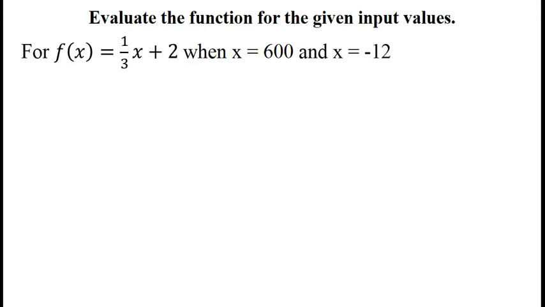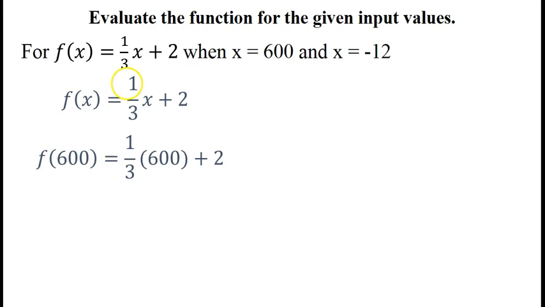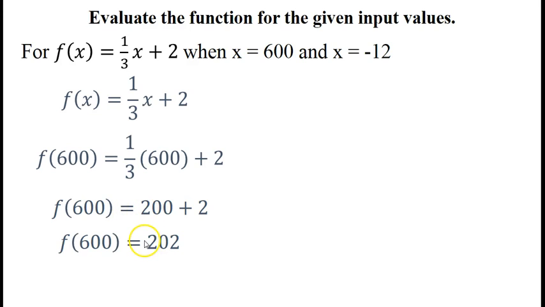Evaluate f of x equals 1/3 x plus 2 when x is equal to 600 and x is equal to negative 12. First step, I'm going to rewrite my equation. Then I'm going to plug in my numbers for x. So I have f of 600 is equal to 1/3 times 600 plus 2. And then we can reduce on our diagonals here. 600 divided by 3 is 200. So I have f of 600 is equal to 200 plus 2. And f of 600 is equal to 202.